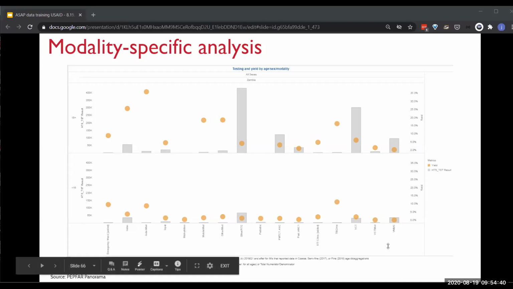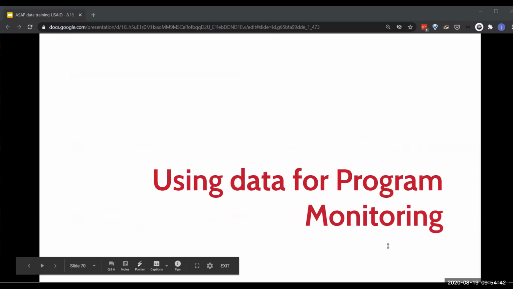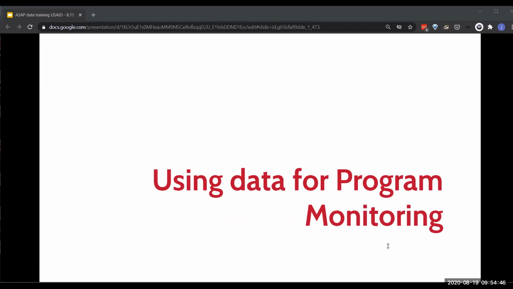Finally, we're just going to talk very quickly about using data for program monitoring, because I want to move to the discussion part of this presentation and answer any follow-up questions. These are examples that we have pulled either from POART slides or from slides that implementing partners have shown us, either during a POART or during a COP, of how they're using data for program monitoring.